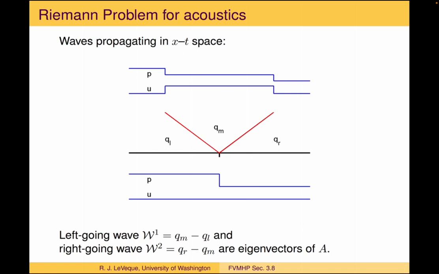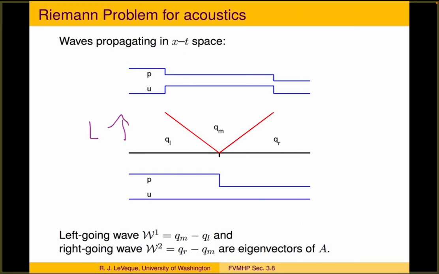Here's another picture of the same thing where we're showing it in the xt plane in the middle here. This is the xt plane where we started with initial states QL and QR with a jump discontinuity at the origin, and as time evolves we get two waves moving out with some intermediate state QM in between. And since it's a system of two equations, we have only two waves moving out, so there's just a single intermediate state in here.